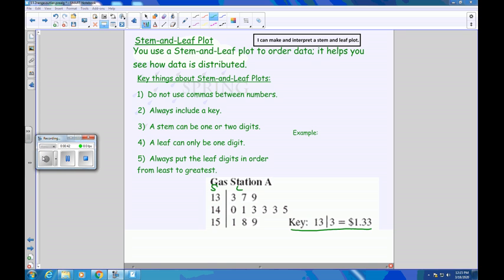A stem can be 1 or 2 digits. So you see over here, our stem is 2 digits each. And then a leaf can only be 1 digit. So all of these are only 1 digit. You have to put the leaf digits in order from least to greatest. So looking at our first line here, we have 3, 7, and 9. They are in order from least to greatest.